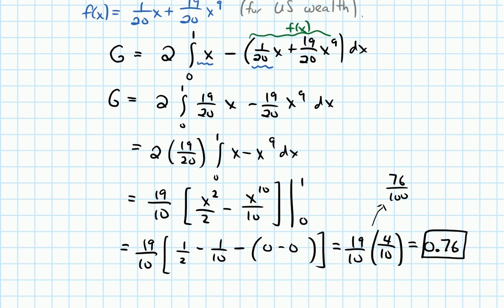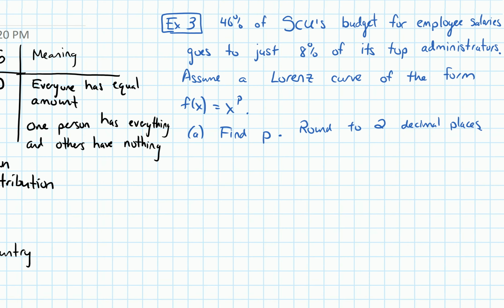All right, let's look at another example. Okay, in this example, it says that 46% of SCU's budget for employee salaries goes to just 8% of its top administrators. Assume a Lorenz curve of the form f of x equals x to the p. So p is some unknown number here. And in part A, I want to find what p is and round our answer to 2 decimal places.